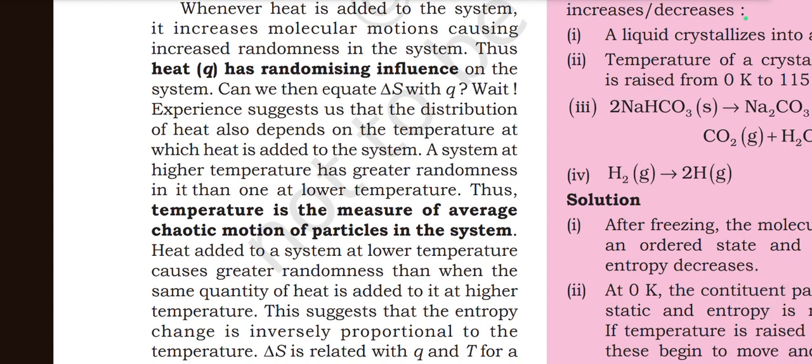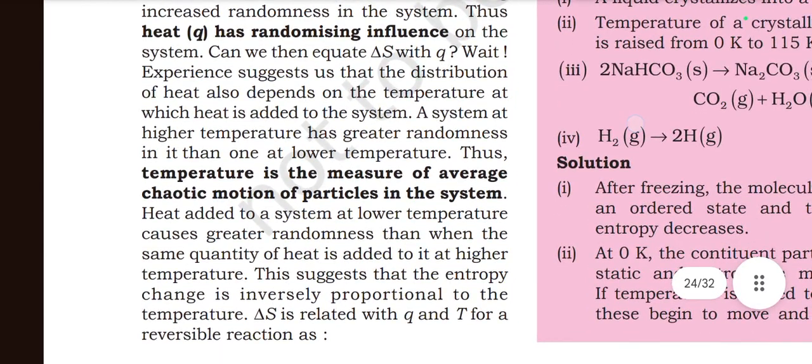Whenever heat is added to the system, it increases molecular motions, causing increased randomness in the surroundings. Thus, heat has a randomizing influence on the system. Can we equate delta S with Q? Wait. Experience suggests that the distribution of heat also depends on the temperature at which heat is added to the system. A system at higher temperature has greater randomness in it than one at lower temperature. Thus, temperature is the measure of average chaotic motion of particles in the system.